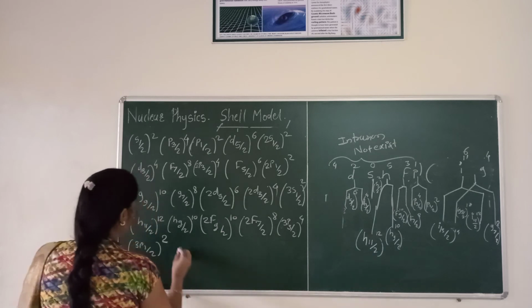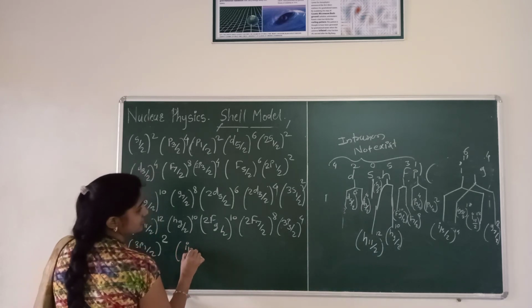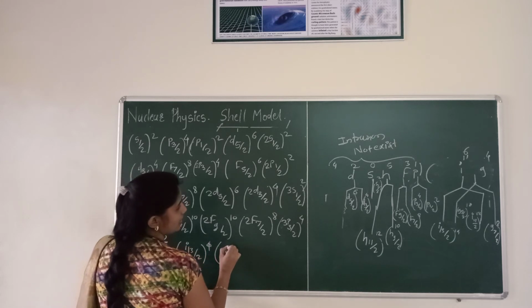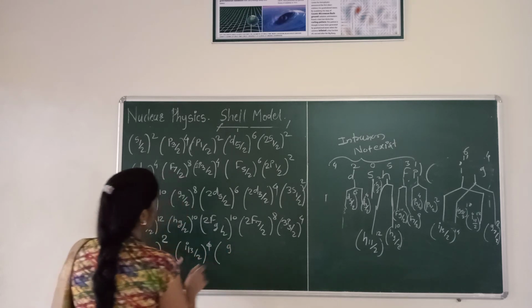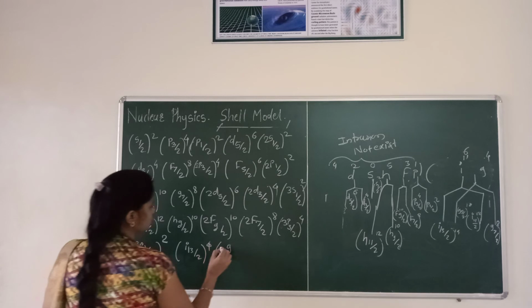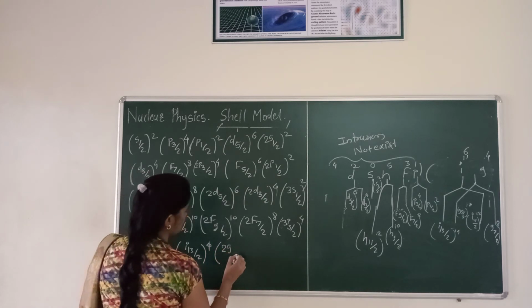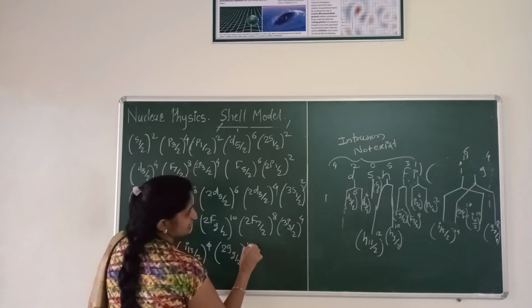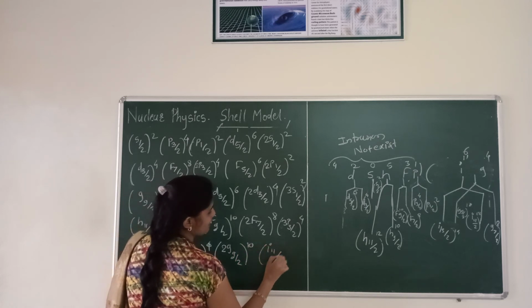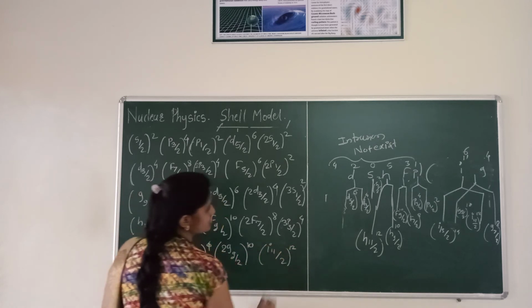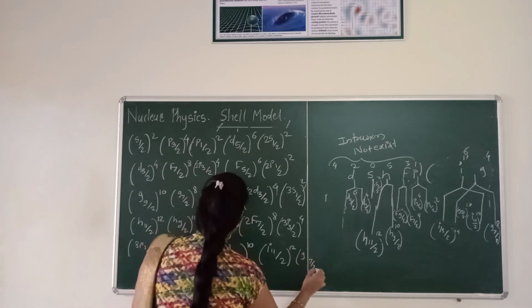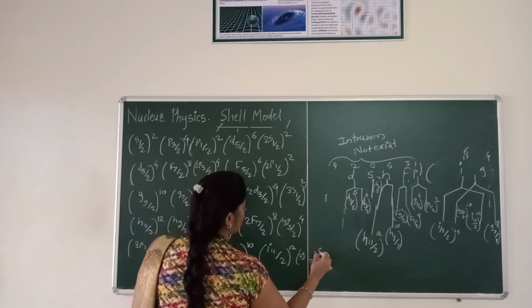Now the last ones. I 13/2 will contain 14 terms. And G, now G is repeating, that's why 2G. 2G 9/2 will contain 10 terms. Then I 11/2 will contain 12 terms. And the last one is 2G 7/2, it will contain 8 terms.